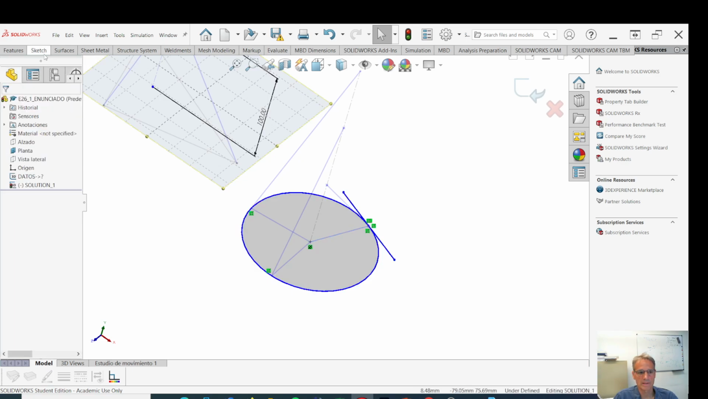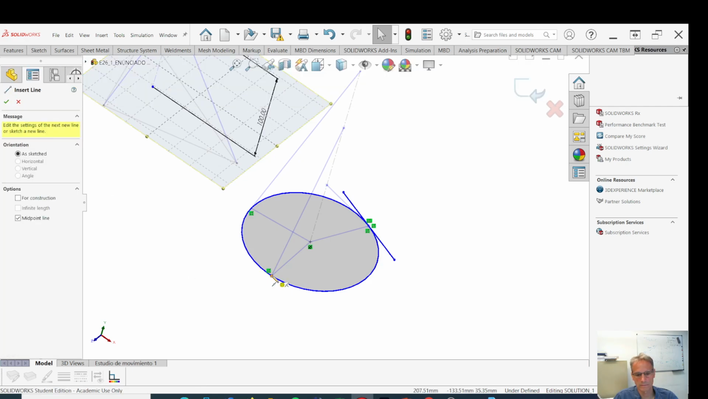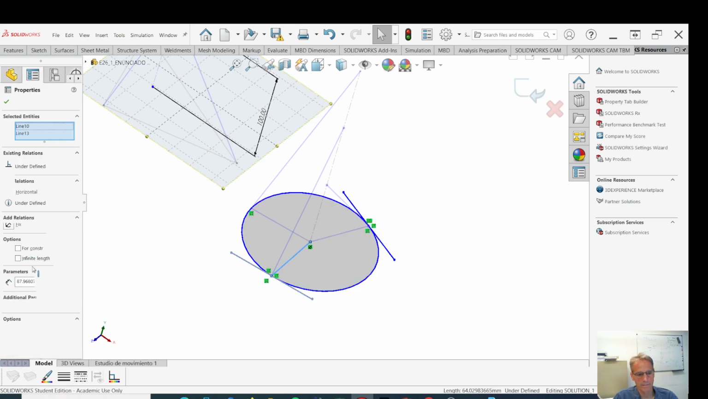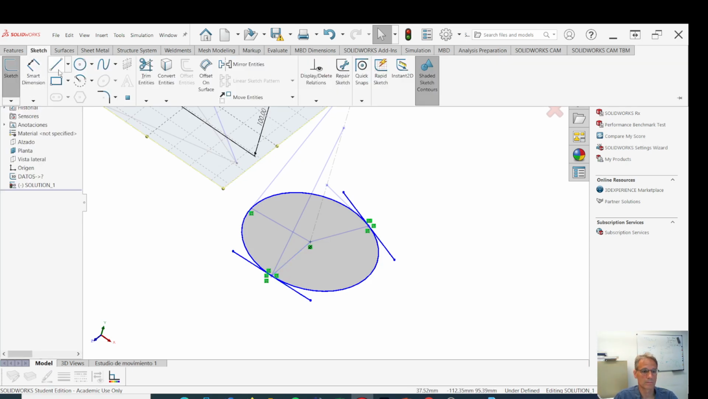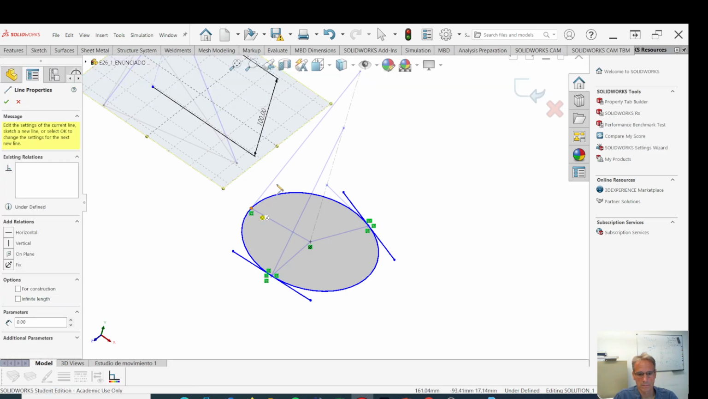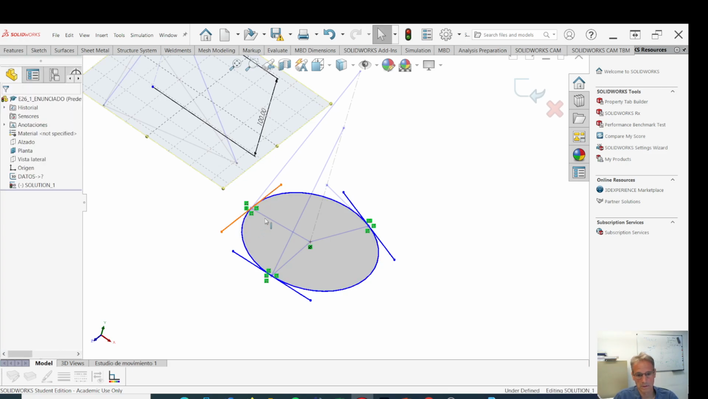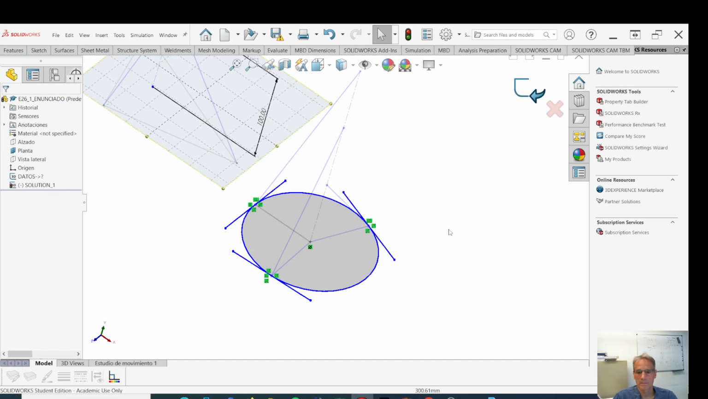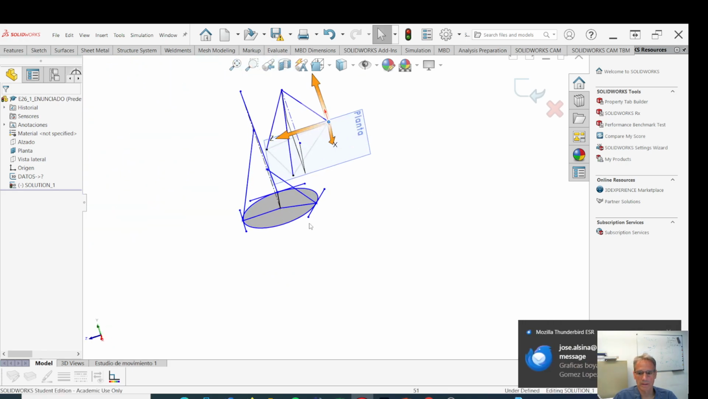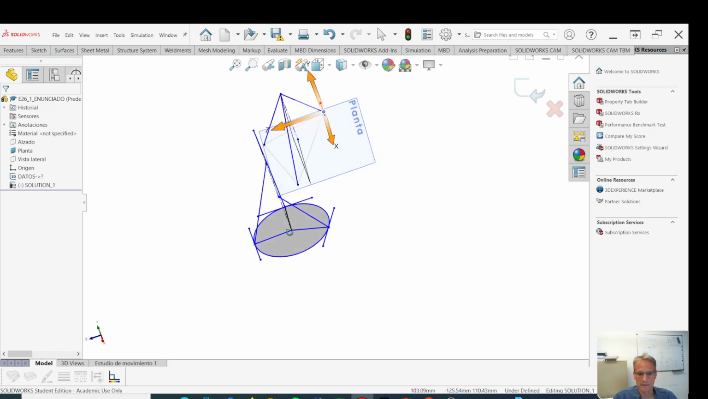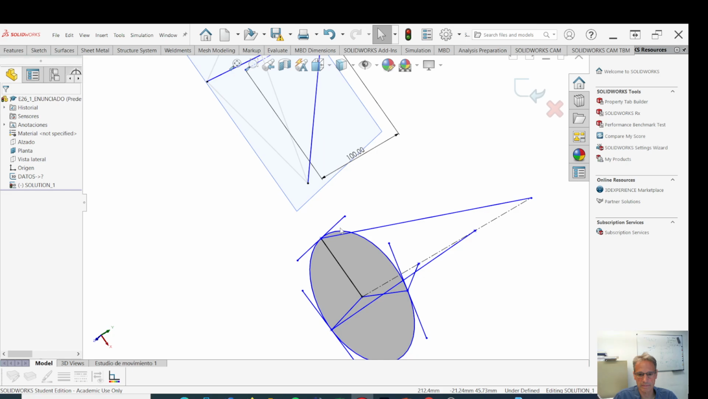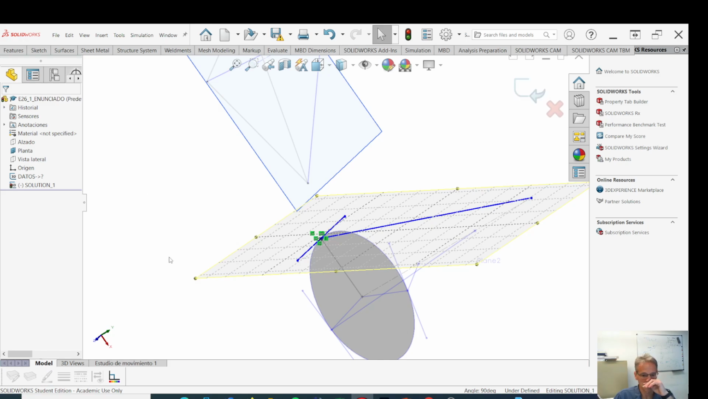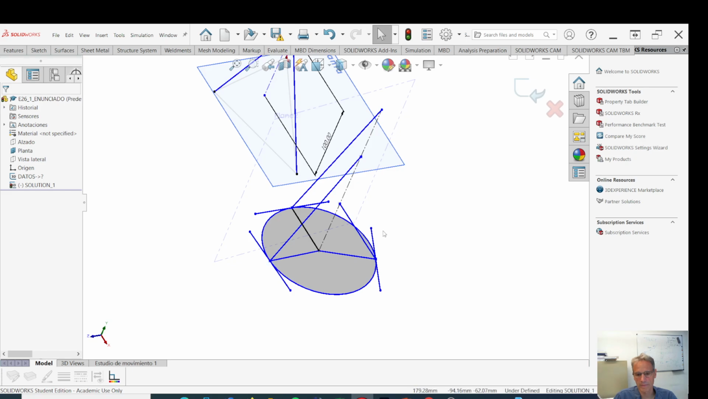I'm going to make the same here. Perpendicular to this one, or tangent will be the same. Okay, and then here I have different slopes, and then I can create here a plane. For example, this one, I can create a plane. I can create here another plane.